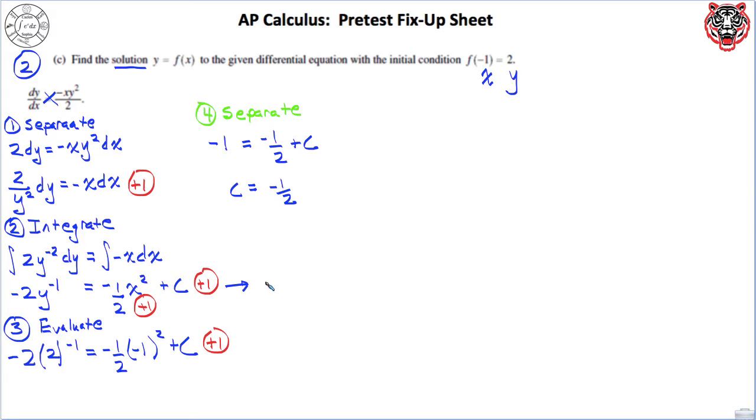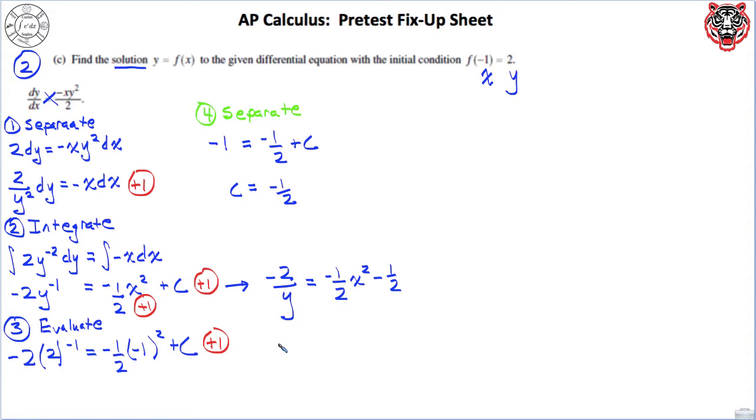This guy becomes, I'm going to get rid of this y to the negative 1 by bringing it to the denominator. It's going to be a negative 2 over y now, to make it a little bit easier to see, is equal to a negative 1/2 x squared plus, and then, well, negative 1/2. So really minus 1/2. And then I just need to solve for y. When I solve for y, I need to multiply, or actually divide both sides by -2.